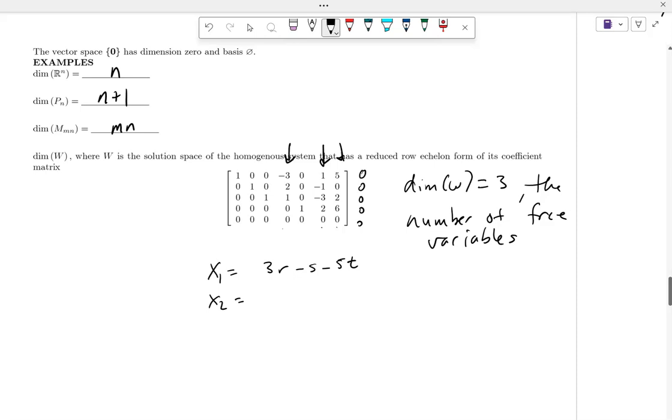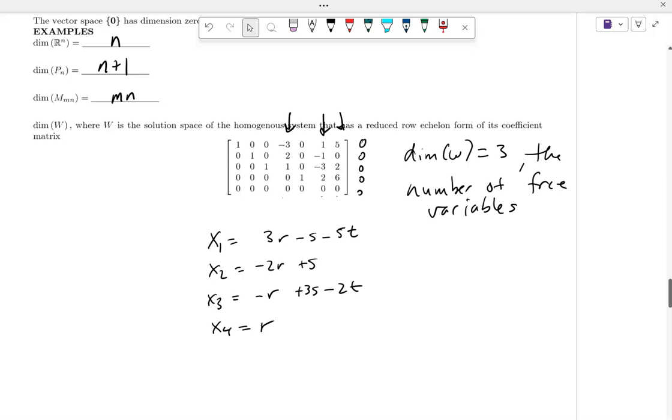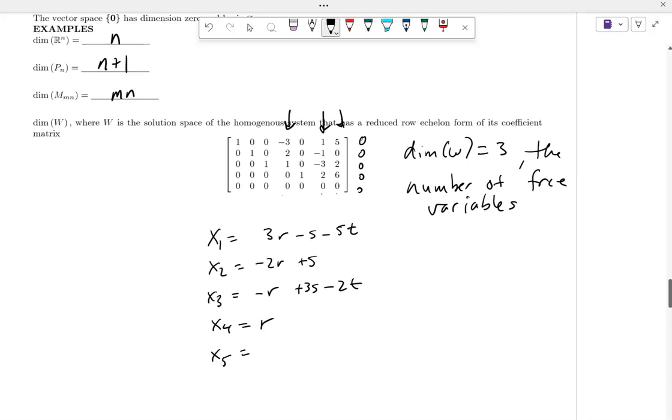Your x2 would be negative 2r plus s, and there's no t there. Your x3 would be negative r plus 3s minus 2t. Your x4 is r. Your x5 would be negative 2s minus 6t. Your x6 would be s, and your x7 would be t. I know I did that quickly, but we've done those problems before, right? I have to move them over to the other side of the equation. That's why the signs are flipping.